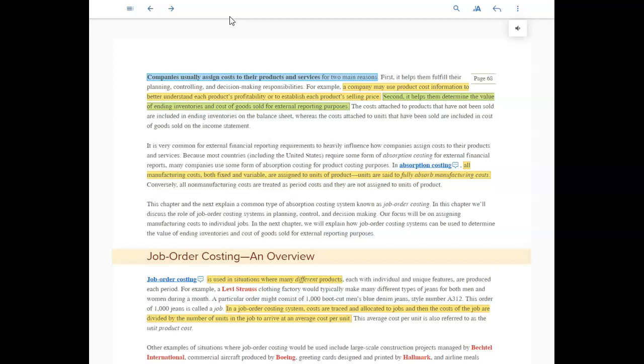Companies must find the cost of their products and services. A manufacturing company needs to know how much the items cost that it's manufacturing because it needs to know how much it needs to price these products for to make a profit, to have a good bottom line figure. The same can be said for service industries, accounting firms, law firms, and so forth.